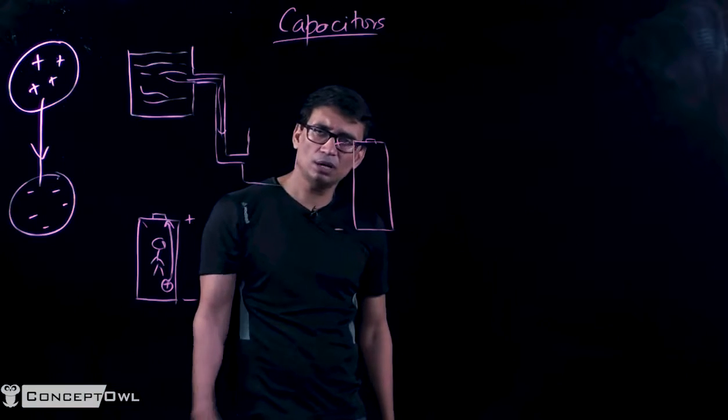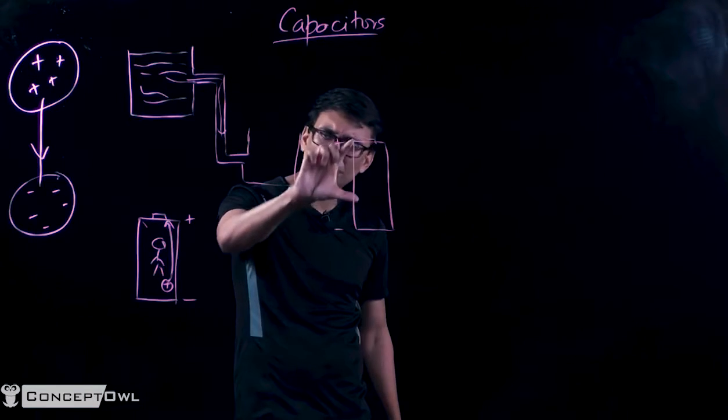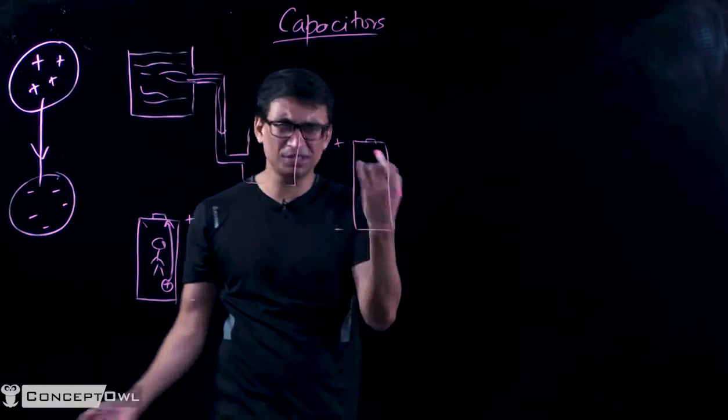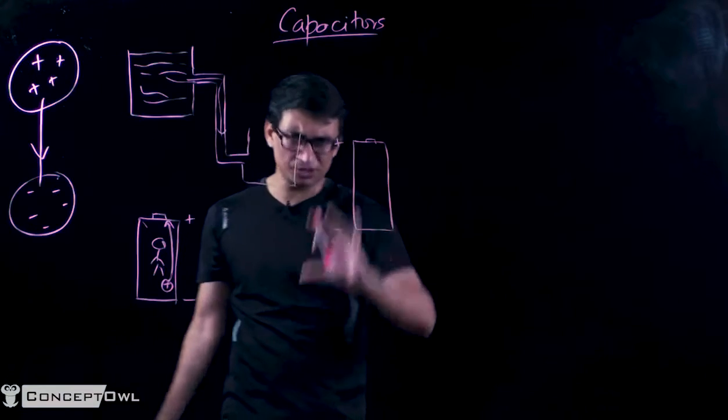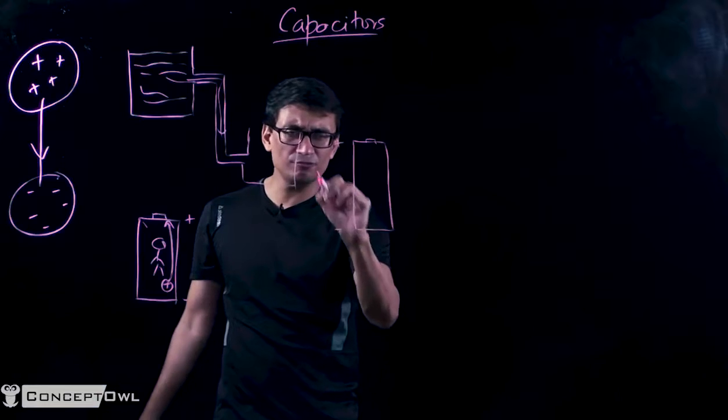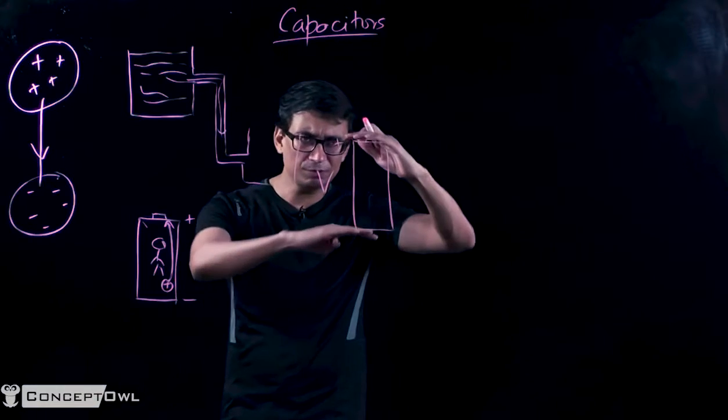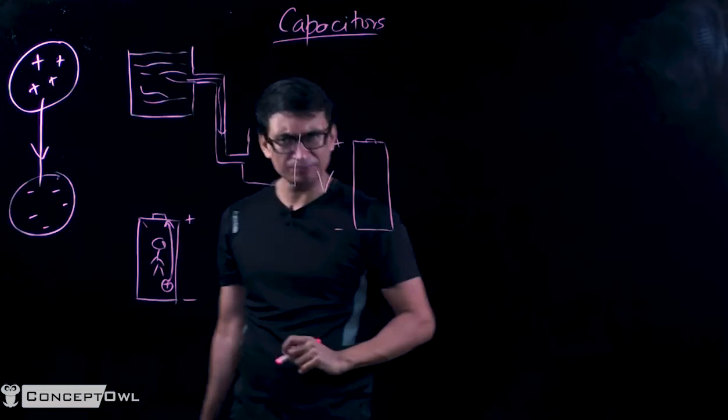Between the positive and negative terminals, there will be some potential difference. It could be, let's say, 3 volts, 6 volts, 12 volts, doesn't matter. Let's say there's some potential difference. Let's call it V, the potential difference between these two terminals, okay.